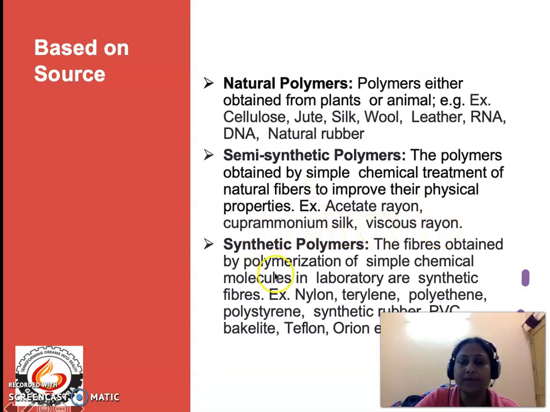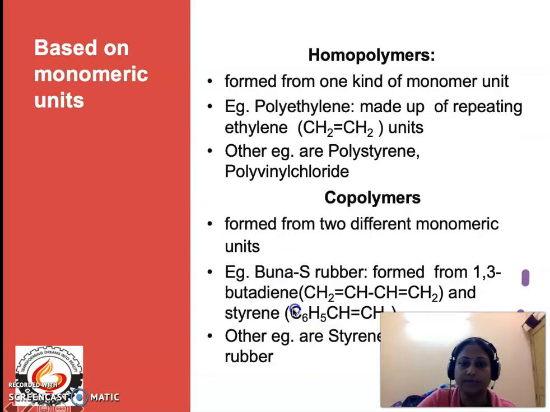Now, if the polymers are prepared in the laboratory by simple chemical methods, we call them synthetic polymers. And the polymers that we see in our day-to-day lives are nylon, terylene, polyethylene, polystyrene, synthetic rubber, polyvinyl chloride, Teflon, Bakelite, etc. And these come under synthetic polymers.